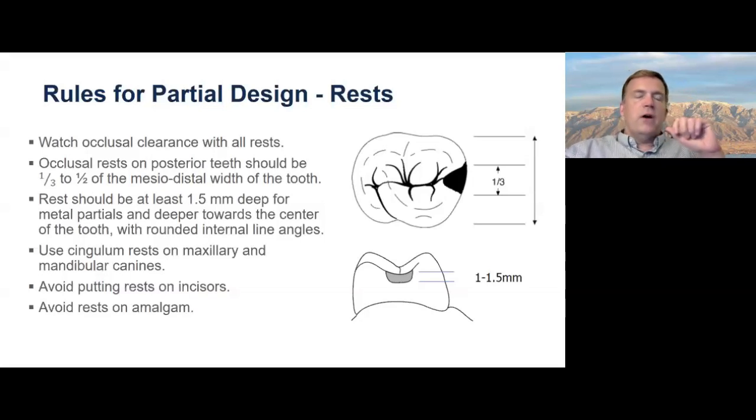And we don't want to put rests on amalgams, because they're going to tend to break the amalgam or cause it to get dislodged.